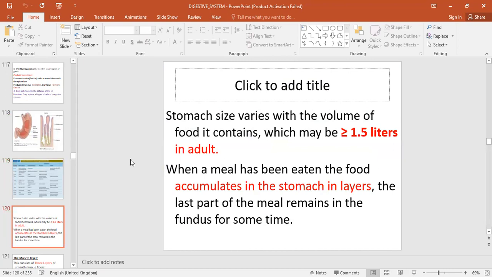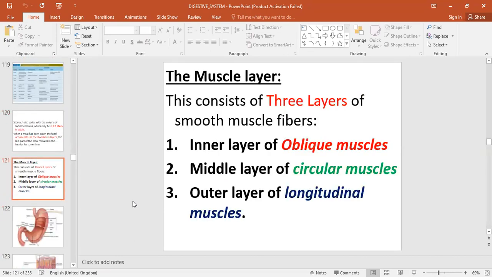So we look at the size of the stomach. We're saying the stomach varies. In adults, it may be 1.5 to 2 liters in terms of maximum capacity. Others can even go 2.5, depending on how much your stomach can accommodate. So that was about the mucosa.